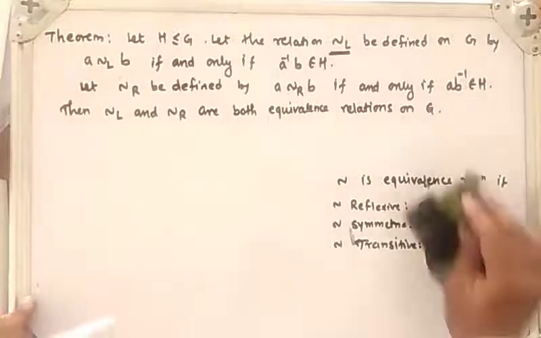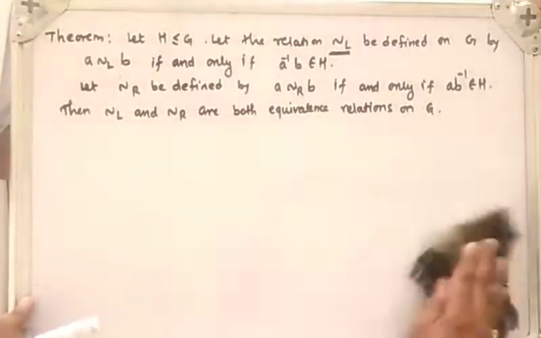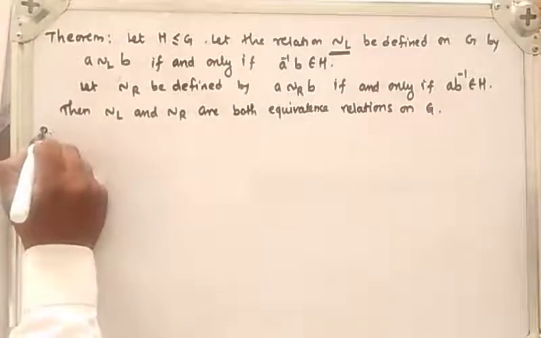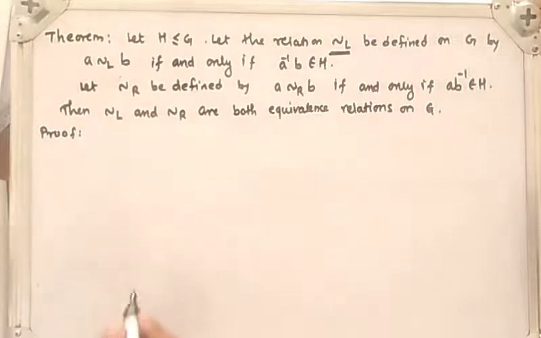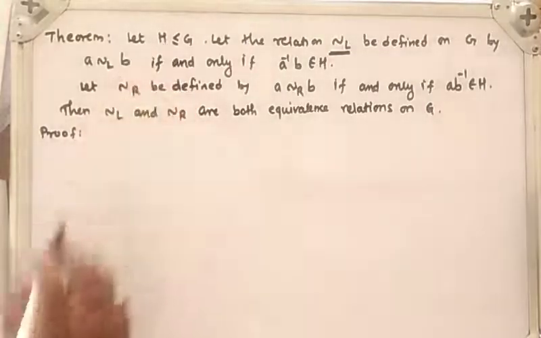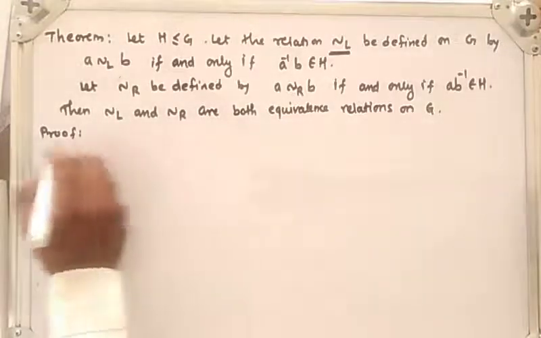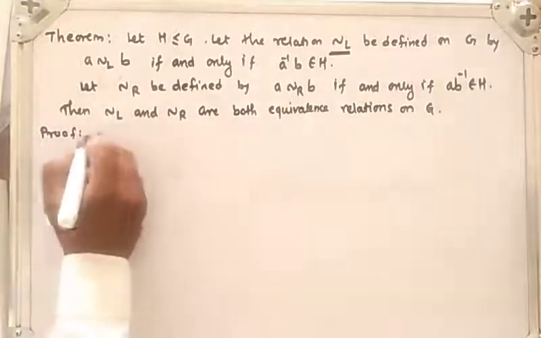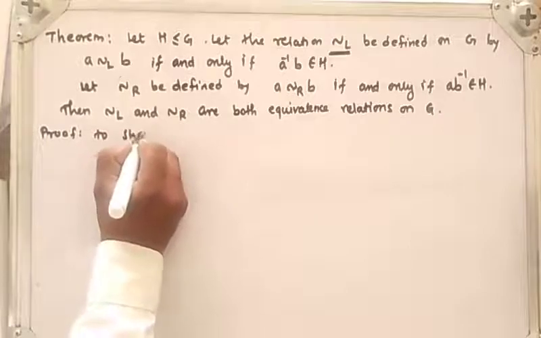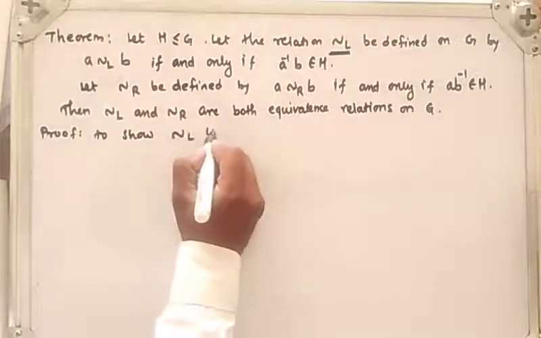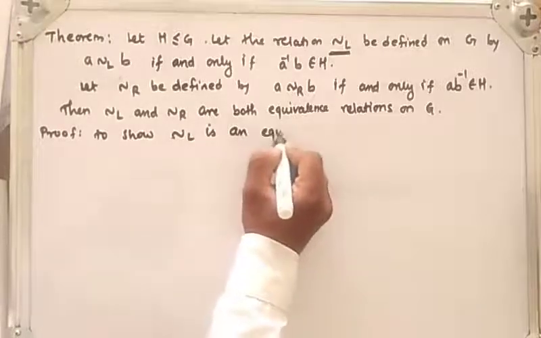Let us prove that tilde L is an equivalence relation. We will prove one of them and the other will be left for you. So let's see the proof. Here we have given H is a subgroup of G. Now we have to show that tilde L is an equivalence relation.